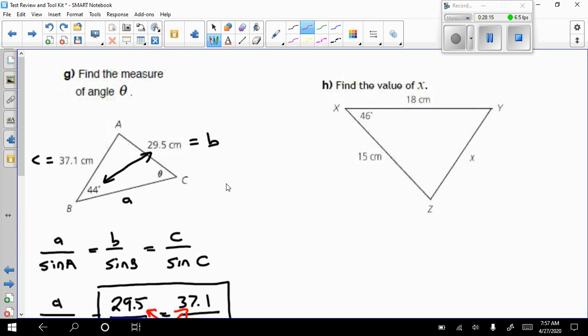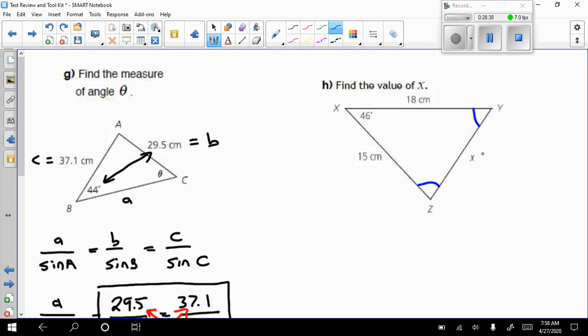Okay, over here it says find the value of x. And then look at this. Here I've got no opposites. So clearly this one is going to be a cosine law. I don't have the angle opposite the 15. I don't have the angle opposite the 18. And clearly what I'm looking for is the opposite there. So this one is going to be a cosine law.